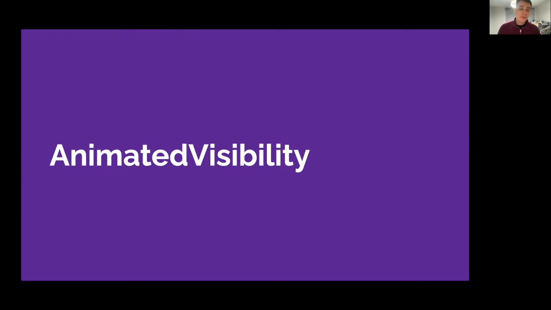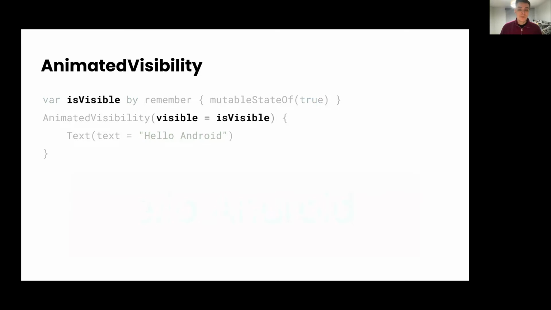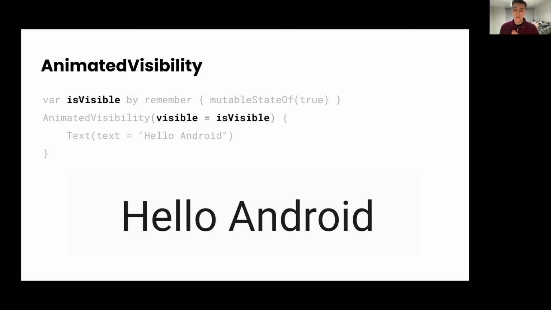Animated visibility is one of the easiest ways to create animations in Compose. And animated visibility is, as everything in Compose, a composable function, right? And it animates appearance and disappearance of the content, as we can see in this example. So animation occurs when the isVisible state changes. So isVisible is stored in a mutable state, and when a new state comes in, we change the isVisible property, recomposition happens, and animation starts again.